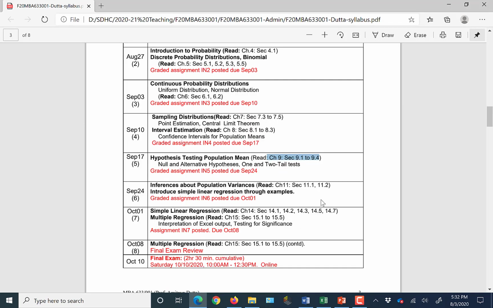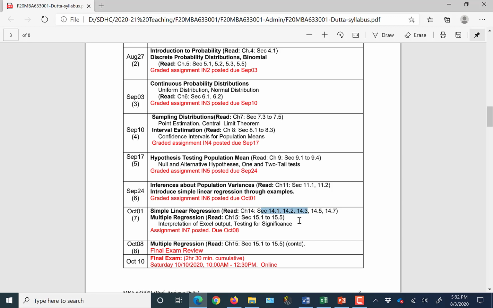We are in week 6. So this is section 11.1 and 11.2, and that covers topics about inferences about population variances. And we will also start linear regression. The linear regression actually starts in chapter 14. Chapter 14 is devoted to simple linear regression. So you might want to read up on some of these sections here as well. There may be section 14.1, 14.2, and just some initial sections about linear regression.